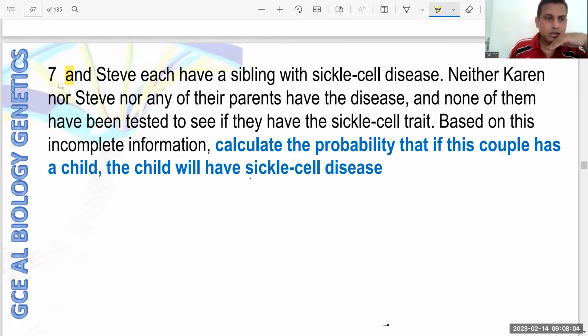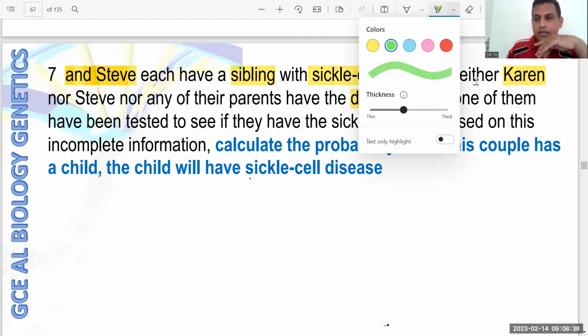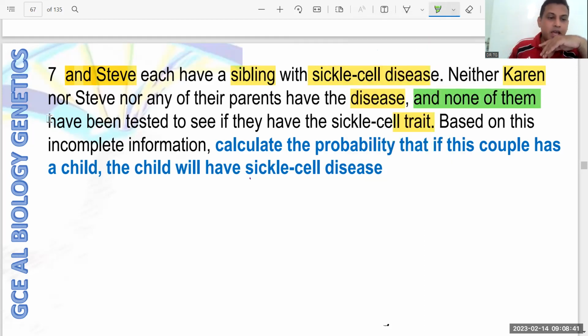I think the first word is missing. It could be this word: Karen and Steve each have a sibling with sickle cell disease. Neither Karen nor Steve nor any of their parents have the disease, and none of them have been tested to see if they have the sickle cell trait. Okay, that means they haven't been tested.